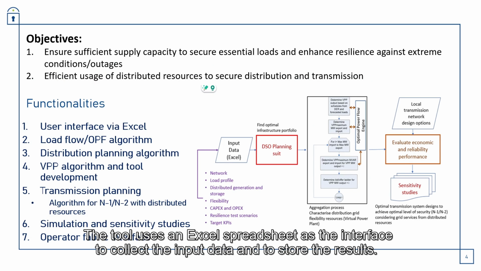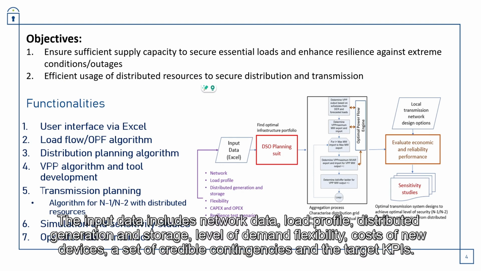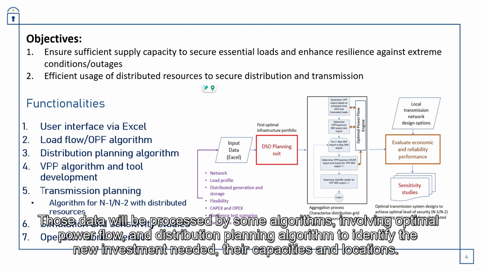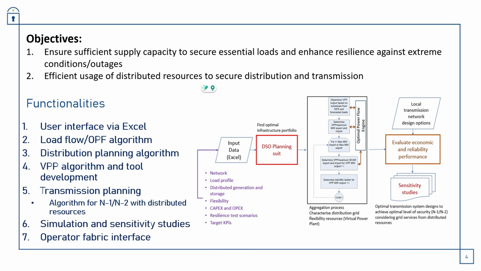The tool uses an Excel spreadsheet as the interface to collect the input data and to store the results. The input data include network data, load profile, distributed generation and storage, level of demand flexibility, cost of new devices, a set of credible contingencies, and the target KPIs. Those data will be processed by some algorithms involving optimal power flow and the distribution planning algorithms to identify the new investment needed, their capacities, and location.